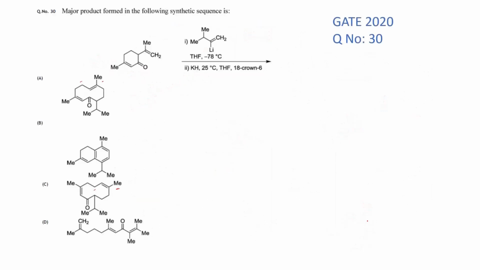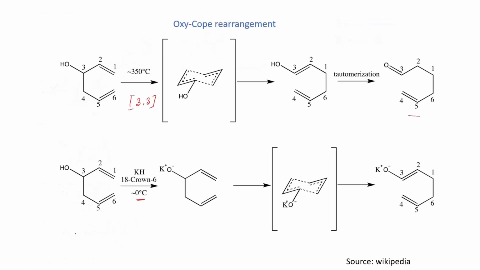So our product will be option A, not option C, because that is not possible. For a similar reason here, there is no question of aromaticity, because you would be getting more double bonds, which is not possible. And this type of ring fragmentation is also not possible. That's why our right option is A.